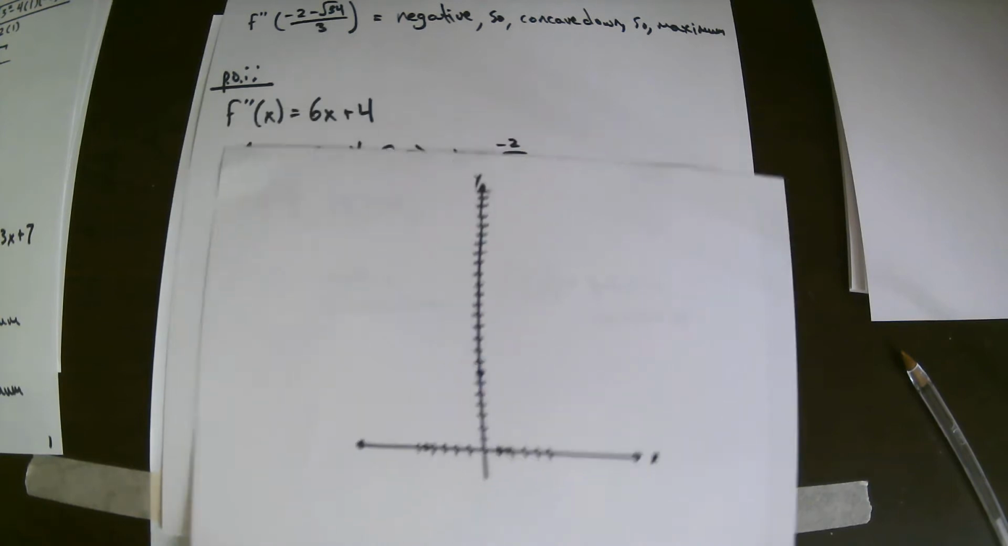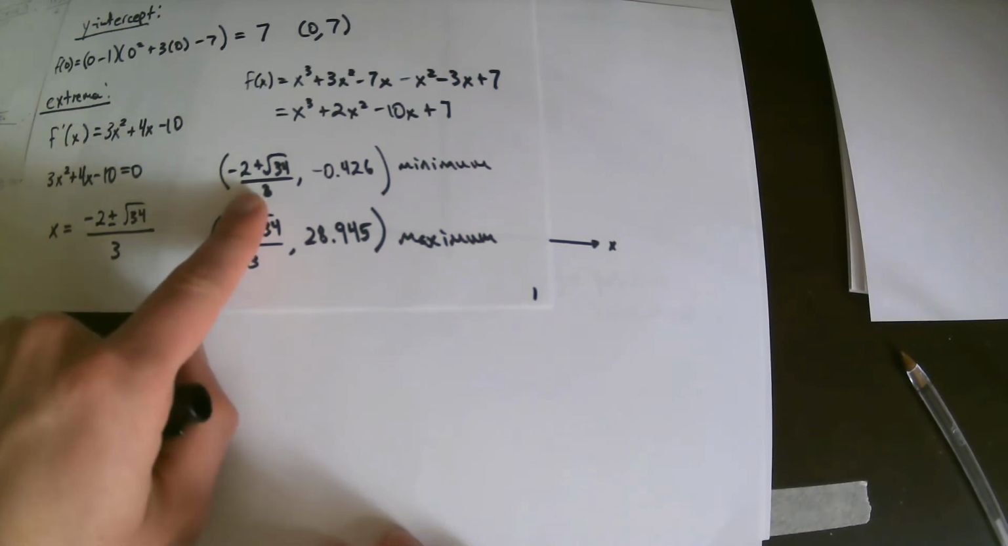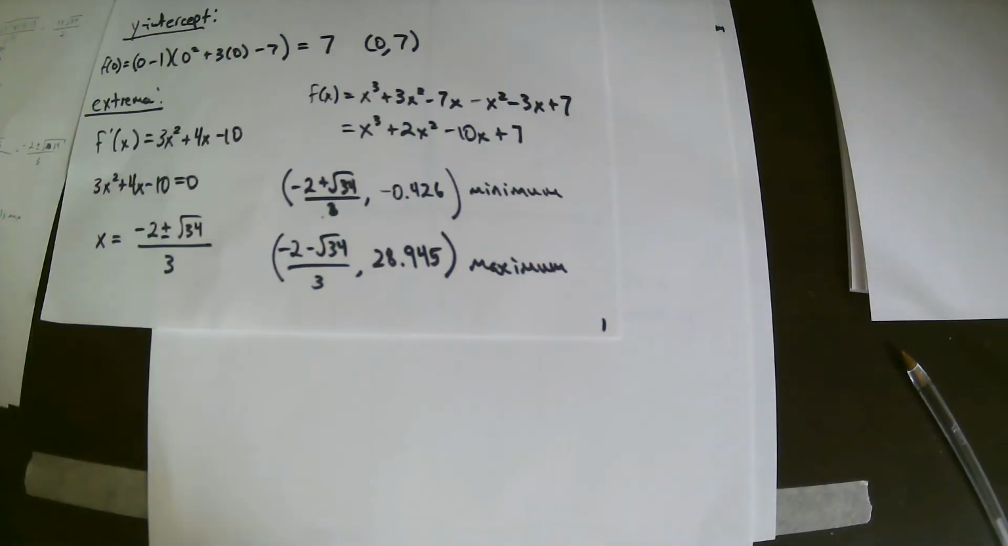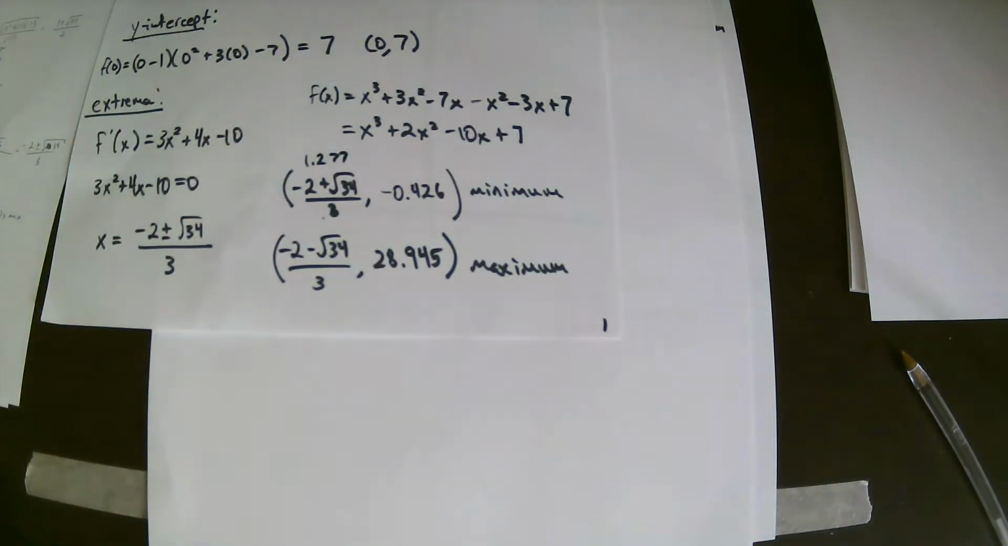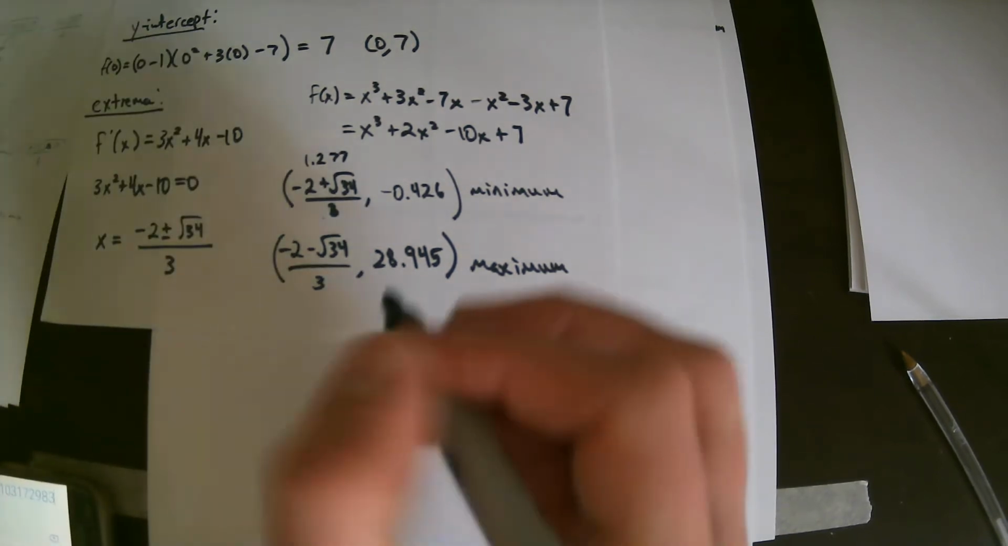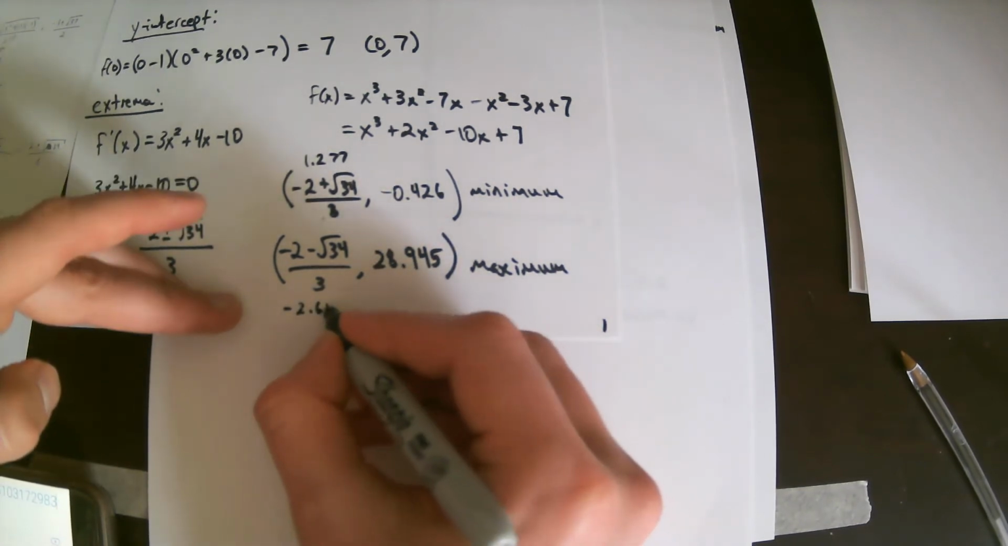Oh, I didn't graph my extreme values. Let me do that real quick. I've got a minimum at this. Oh god, where even is that? What is the x value for that? Alright, so this x value is 1.277, and hang on. Alright, the other one is -2 minus square root of 34 divided by 3. Negative 2.610.